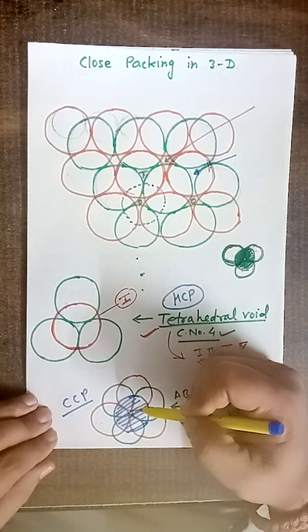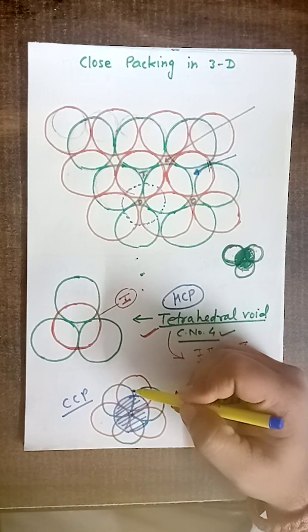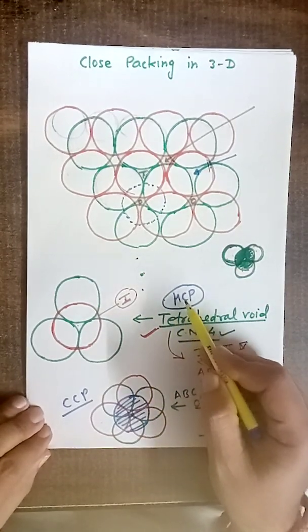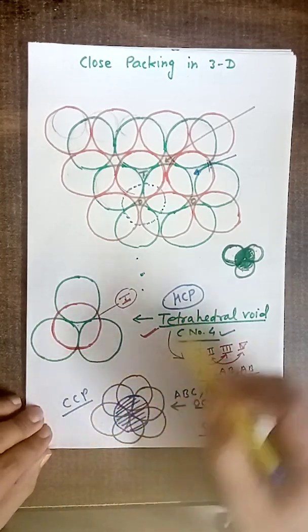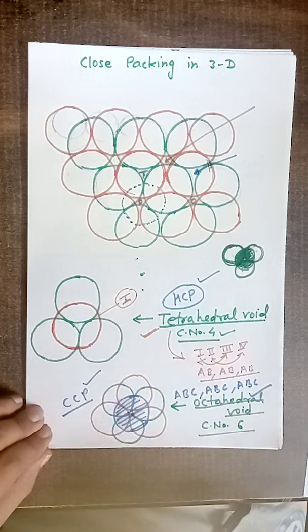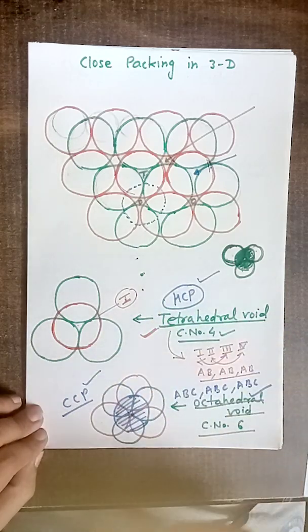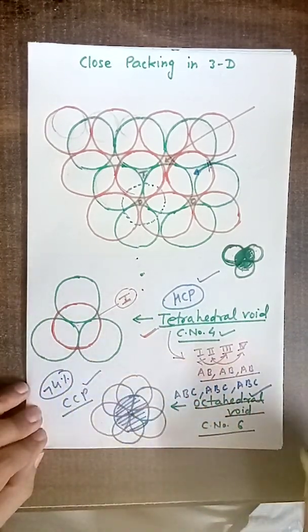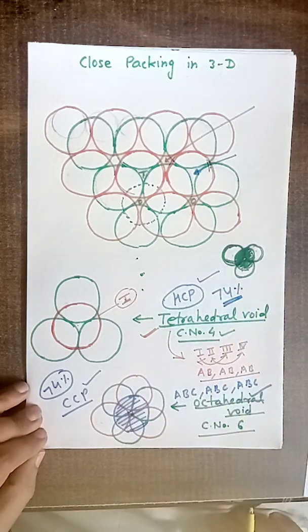Now one interesting point here, the voids are formed in the second layer. It is tetrahedral void and octahedral void, and the differentiation between HCP and CCP takes place in the third layer. This means both of these two types of packing have the same type and same number of voids, that is octahedral void and tetrahedral void. Therefore both have the same packing efficiency, that is 74%. This is the packing efficiency for both HCP as well as CCP.